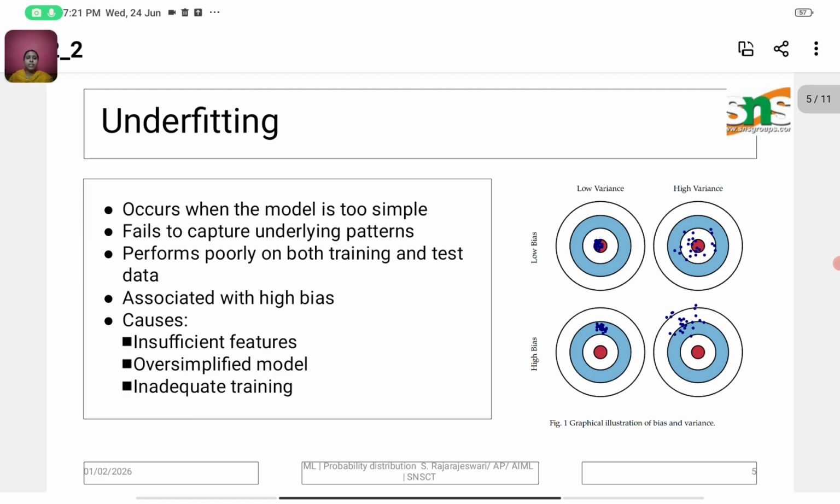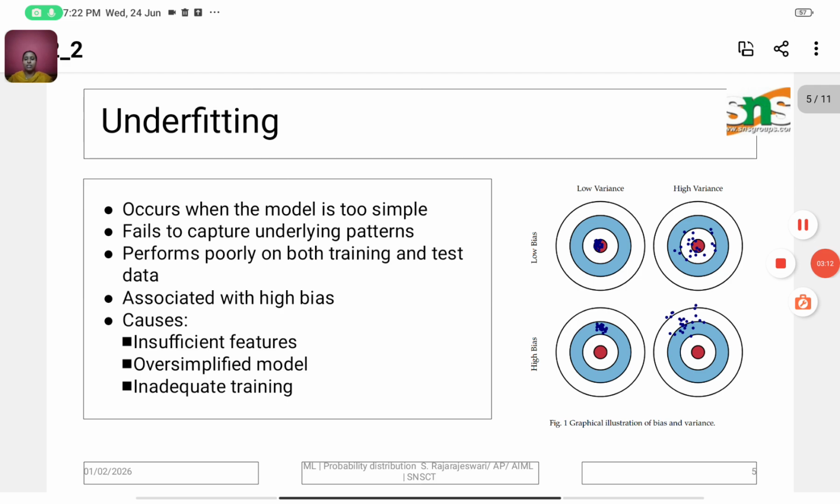The diagram will represent low variance and high variance. Low variance with high bias, and high bias with high variance, are causes of underfitting. This is the graphical illustration of bias and variance. Underfitting mainly fails to capture underlying patterns. So this is the concept of underfitting.